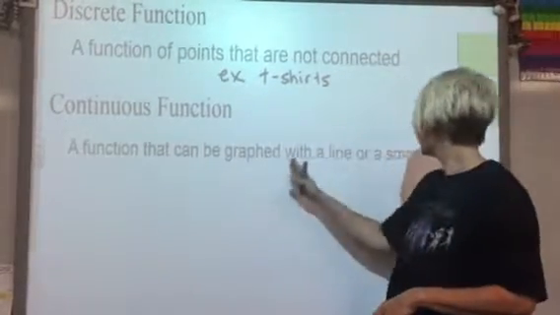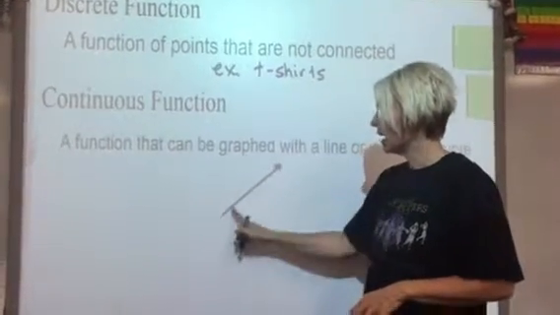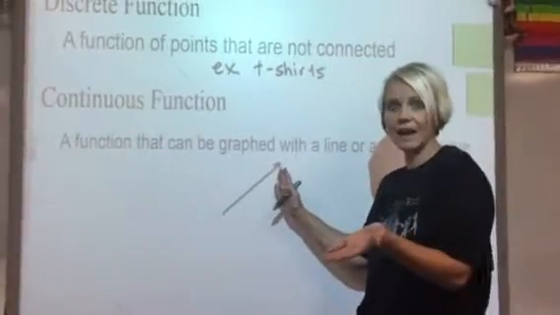A continuous function would be something that would be a smooth curve, like money. Money can increase by the penny, up and up and up, and it can be connected because you could have half a penny.